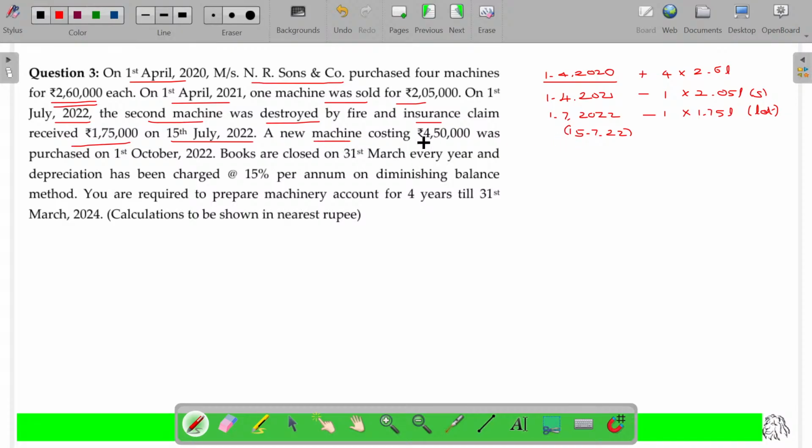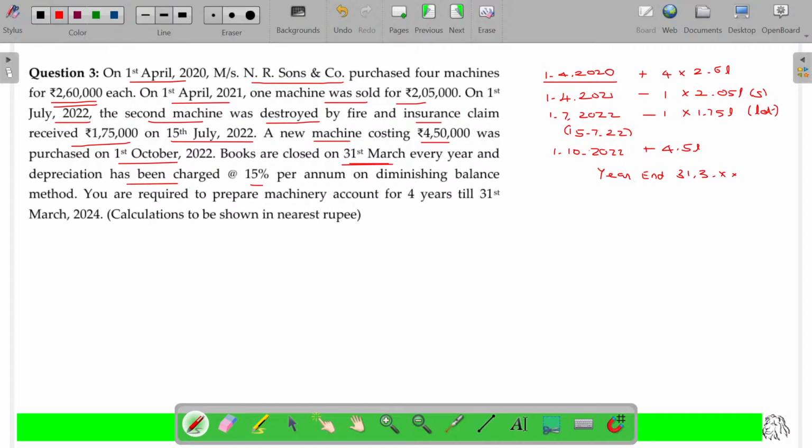A new machine costing 4.5 lakhs was purchased on 1st October 22. So another machine purchased on 1st October 2022, the value at that time being 4.5 lakhs. Books are closed on 31st March every year. So year end being 31st March.